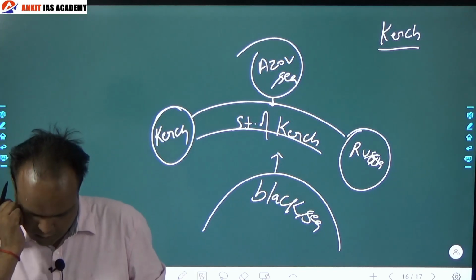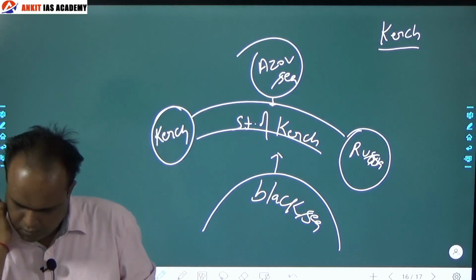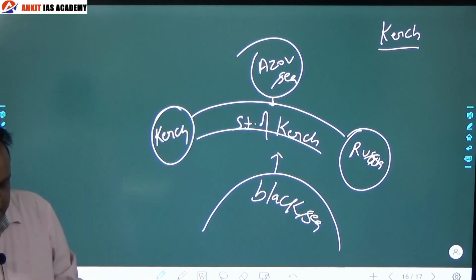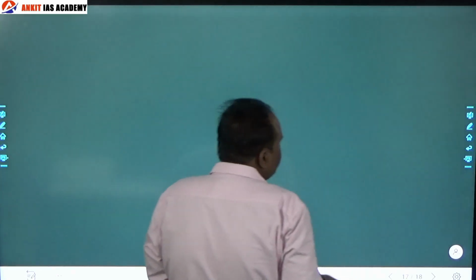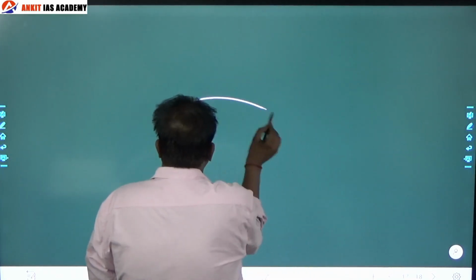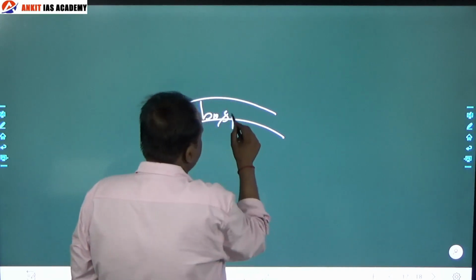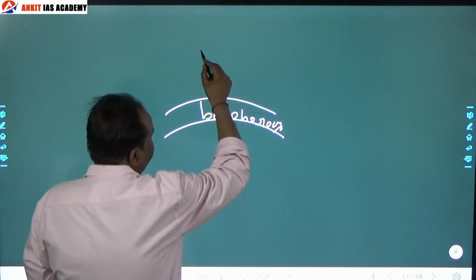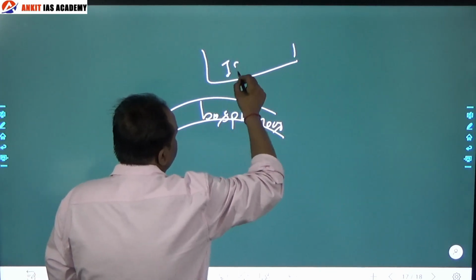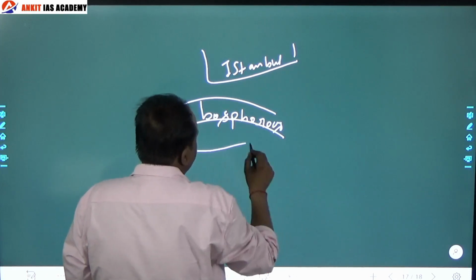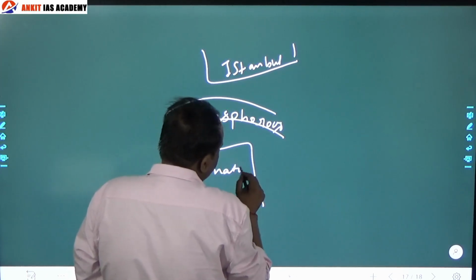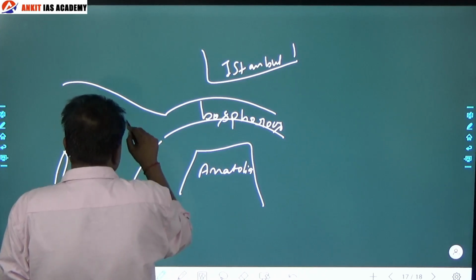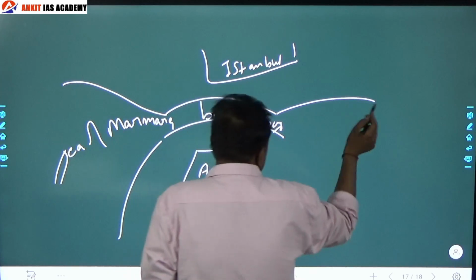Next is Strait of Bosphorus. Located between Istanbul and Anatolia. Connects Sea of Marmara and Black Sea.